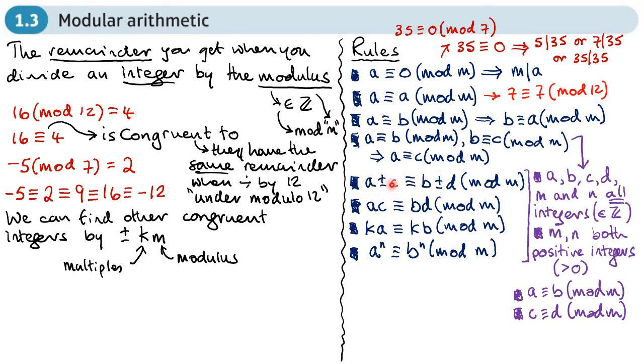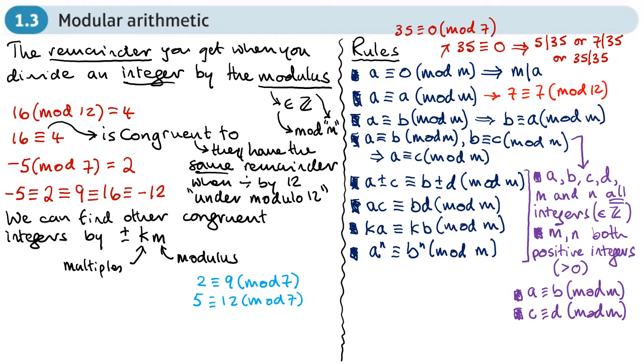So let's look at the first rule here. A and B are congruent, C and D are congruent, which means if I add A and C or subtract A and C, it's going to be congruent to B and D. Here's an example. Let's say I've got the numbers under modulus 7: 2 and 9 are equivalent under mod 7, and we know that because 2 plus 7 is 9. Two other numbers which are congruent are 5 and 12 under mod 7.